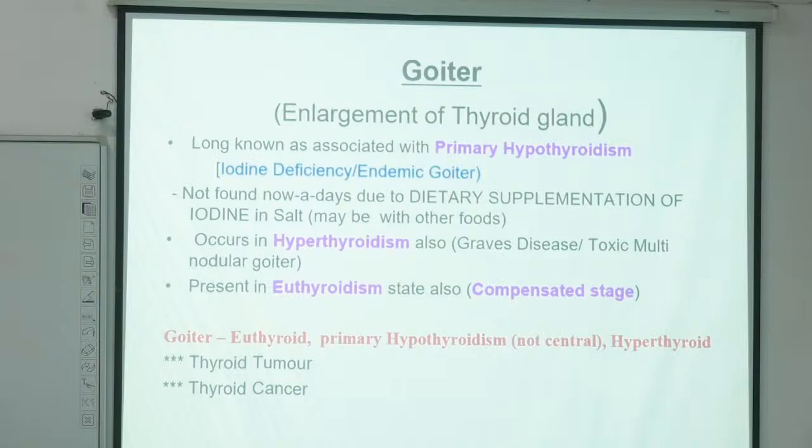It can occur with hyperthyroidism, and it can occur with euthyroidism also in the compensated state, because the pituitary gland is releasing a high amount of TSH to stimulate the thyroid cells. So thyroid cells undergo hypertrophy and hyperplasia both, and because of this, the thyroid gland increases. That's a compensated increase, and the gland remains in the compensated state. Apart from that, there will be an increase in gland size due to thyroid tumor or thyroid cancer.